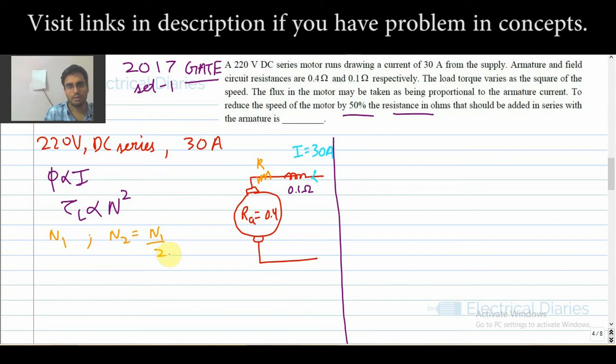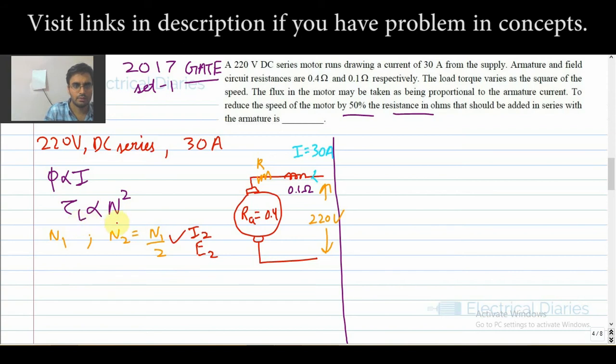Now it has asked R. One thing that came to my mind, and it is a 220 volt DC series motor, is that we have to apply the KVL to find the value of this R. So to apply the KVL, we need V, we know RA, RSE. We have to calculate this R. So we have to calculate the armature current for the new speed. For this speed, we have to calculate I2, that is armature current, and we have to calculate E2. So this is my objective. That is how we approach the problem.